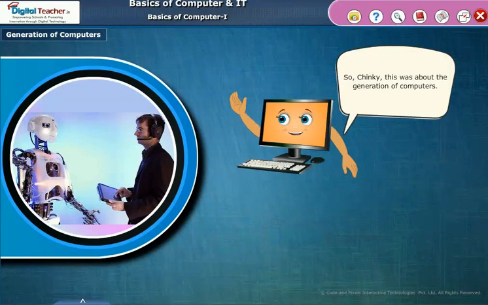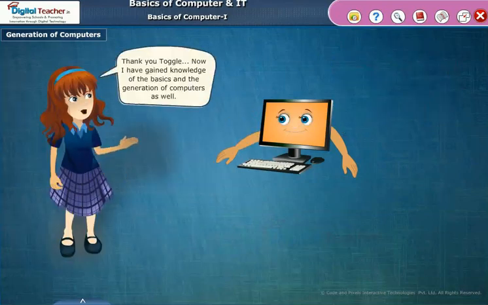So, Chinky, this was about the generation of computers. Thank you, Toggle. Now I have gained knowledge of the basics and generation of computers as well.